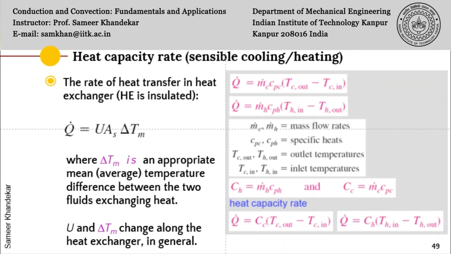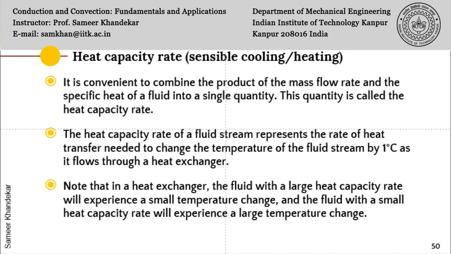So moving on to slide number 49. As we have seen, it is convenient to combine the product of the mass flow rate and the specific heat into a single quantity, which is called the heat capacity rate. The heat capacity rate of a fluid stream represents the rate of heat transfer needed to change the temperature of the fluid stream by 1 degree as it flows through the heat exchanger. So this is the mass flow rate multiplied by the specific heat, and therefore, in other words, it is the amount of heat which is required so that the temperature changes by 1 degree centigrade.